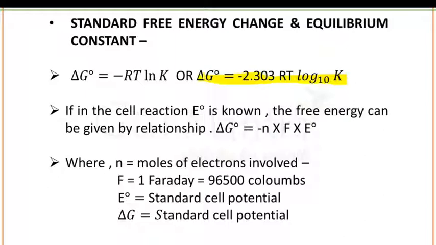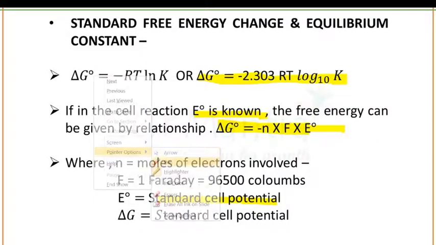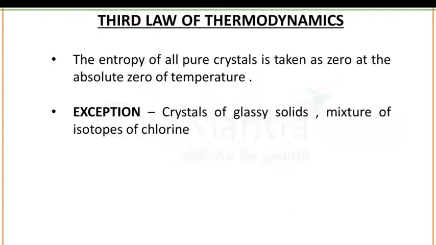If in the cell reaction E naught is known, or if E naught is given, then the free energy can be given by this relationship, that is delta G naught is equal to minus n into F into E naught. What is F? F is your Faraday constant. What is n? n is the number of electrons. E naught is standard cell potential, while delta G naught is your Gibbs free energy. One second, guys. Standard cell potential is your E naught, while delta G is Gibbs free energy.